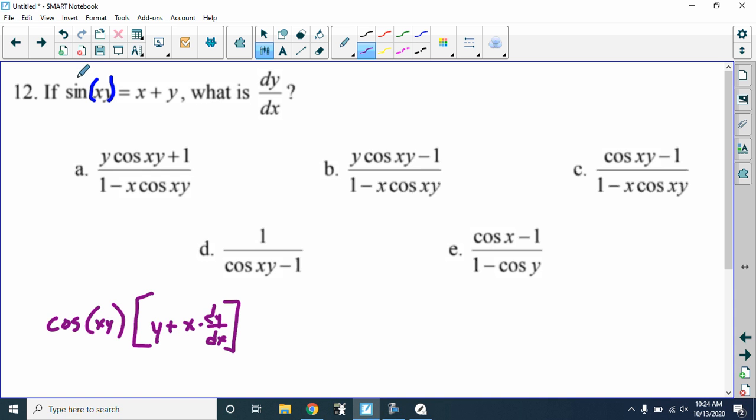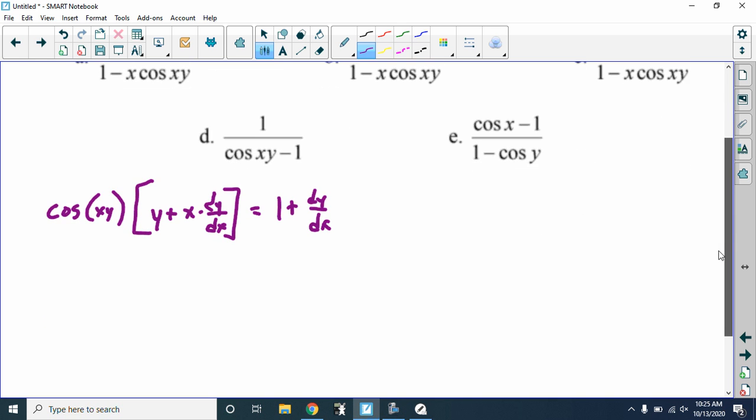So again, what I did there is the derivative of sine of something is cosine of that thing times the derivative of the inside. And to get the derivative of the inside, we use the product rule. The right side is a little easier. The derivative of x is 1, plus the derivative of y is dy/dx.